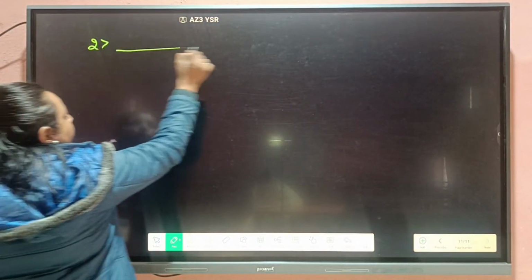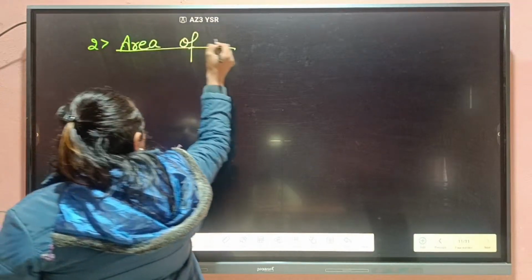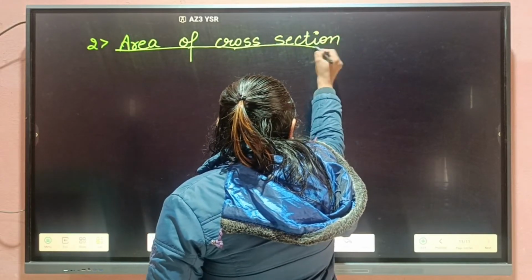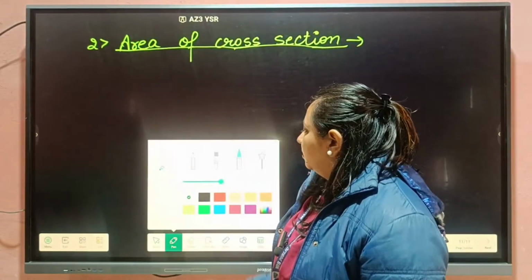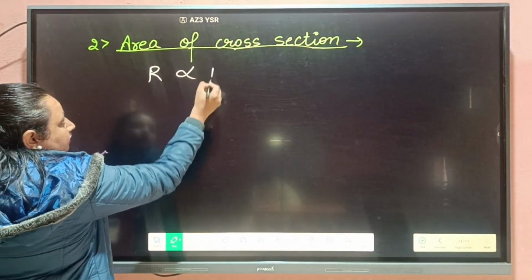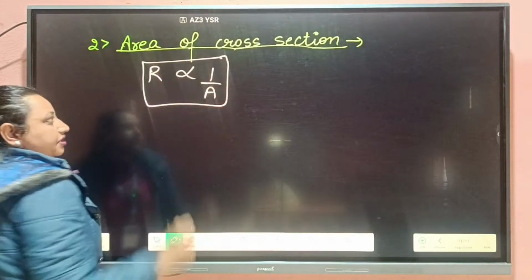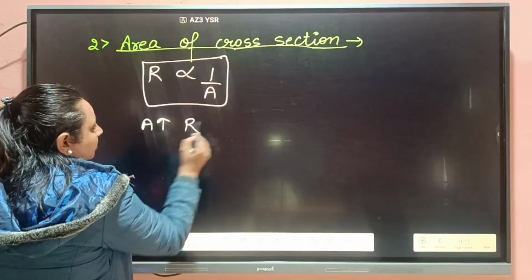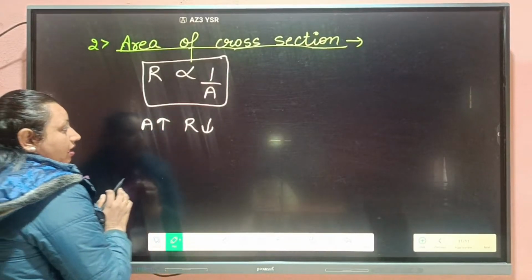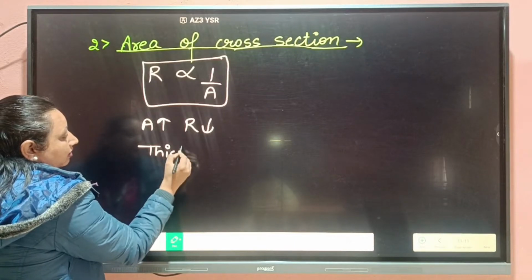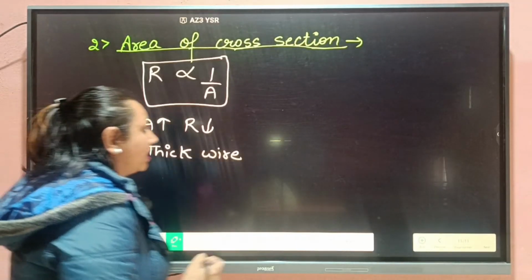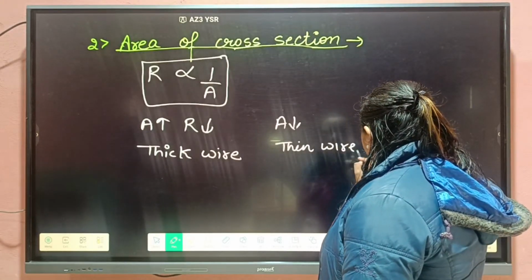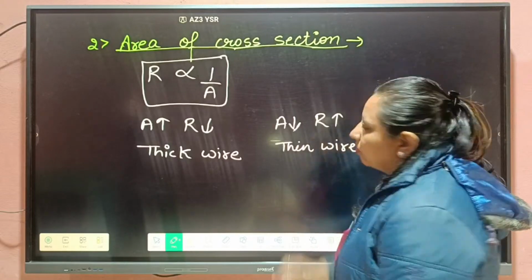Second factor is area of cross section. How does the area affect the resistance of the conductor? Resistance is inversely proportional to the area of cross section. If the area of a wire is greater, then the resistance is less through that conductor. That means area greater, that means we have a thick wire. And area less, that means we have a thin wire. So area less, that means it offers more resistance.